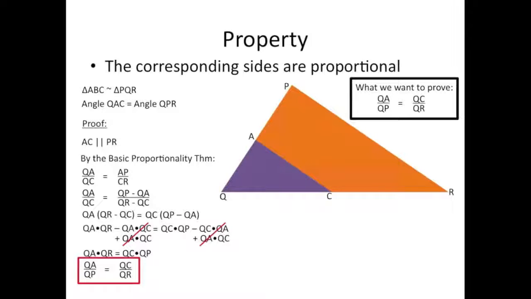So we've proved that the sides of our orange triangle are proportional to our purple triangle. And we already knew from before that they were similar. So similar triangles have proportional sides. And you can use a similar argument to prove the sides are proportional using the other angles. Instead of using angle AQC, as I have done, you could also use angle QPR or PRQ and use a similar argument to show that the sides are proportional.